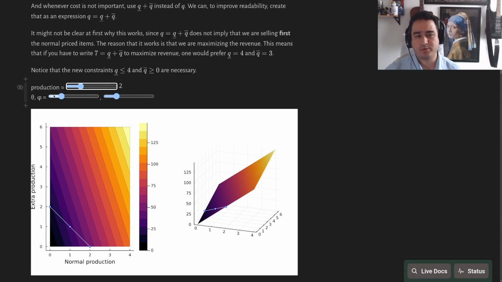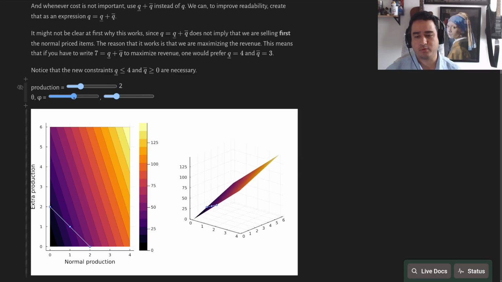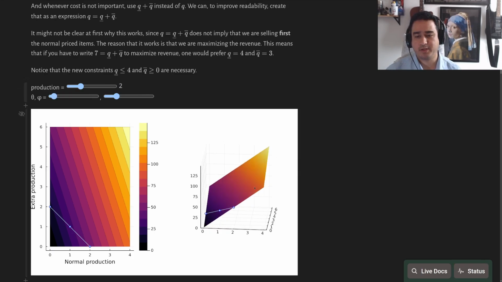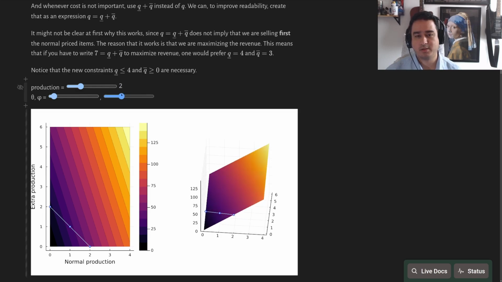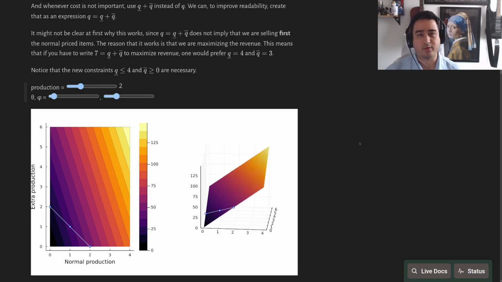So you can use this notebook to explore rotating this. Maybe better to understand, maybe not. But I'll leave it for you to decide.